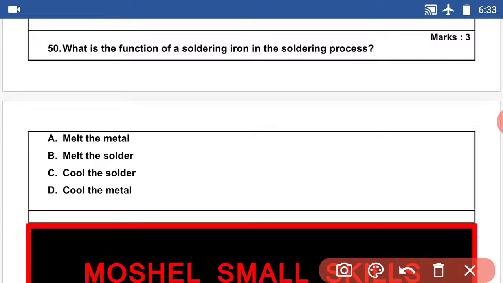What is the function of the soldering iron in the soldering process? This question answer melt the solder. Option B correct answer.